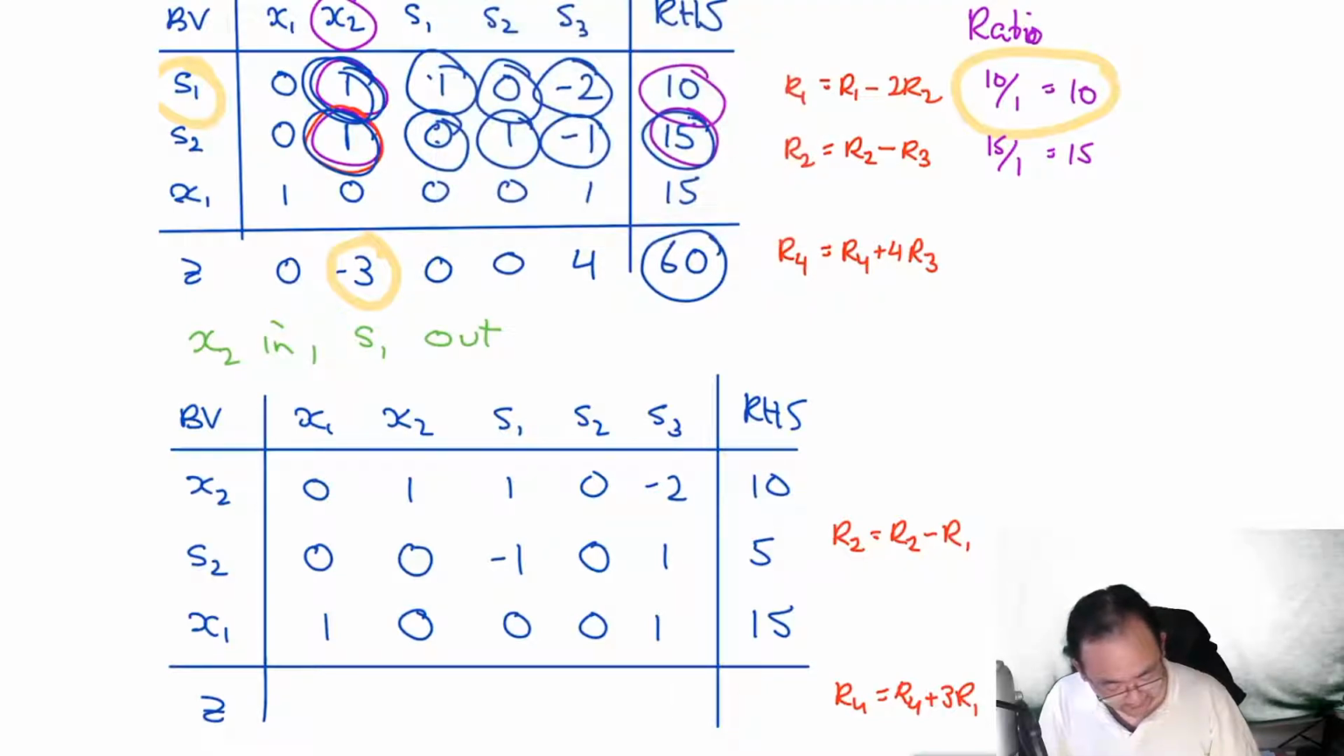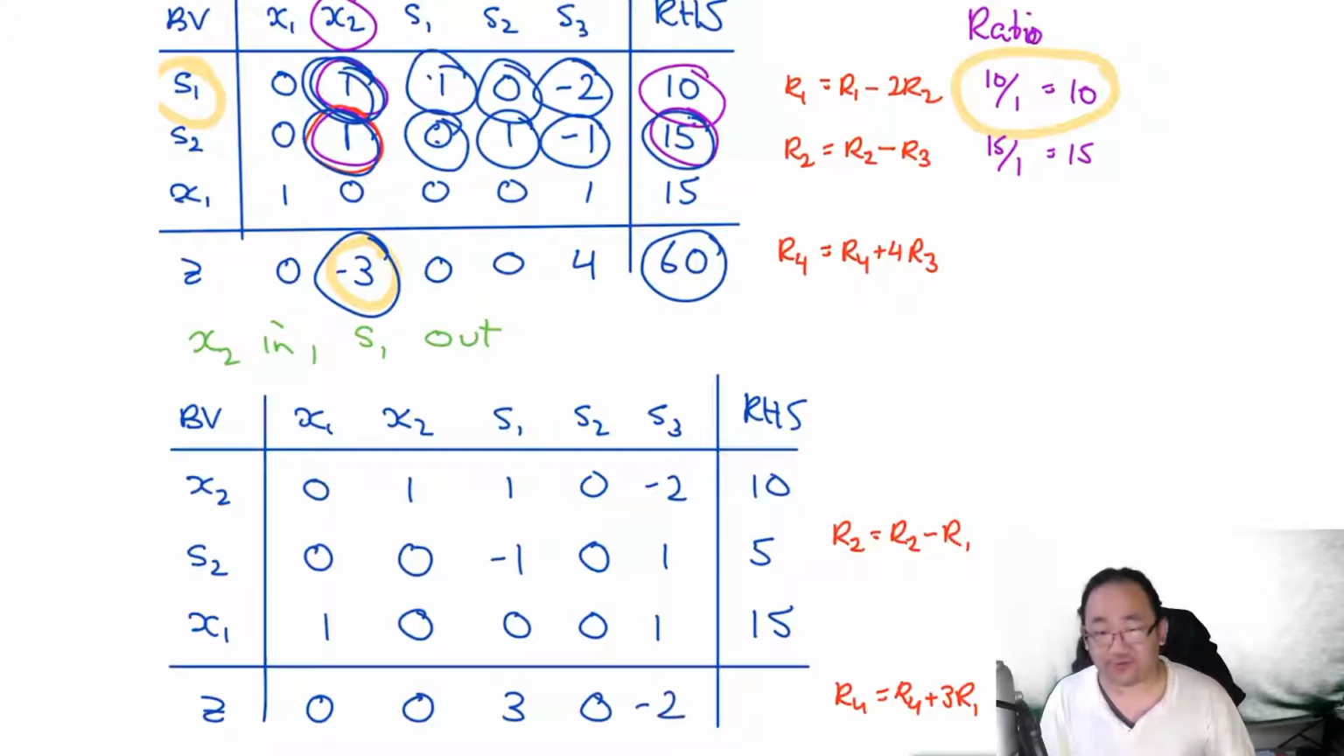Alright, so the zeros is going to be 0. So first column is going to be the zeros. The minus 3 plus 3 times 1 is going to be 0. Alright, so 0 plus 3 times 1 is going to be 3. 0 plus 0 is going to be 0. 4 plus 3 times minus 2 is going to be minus 2.